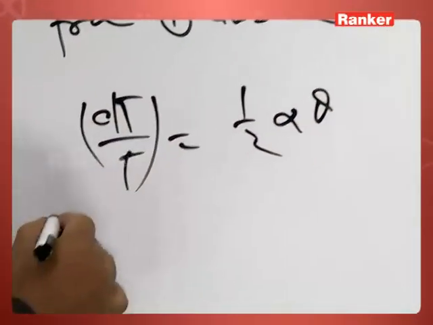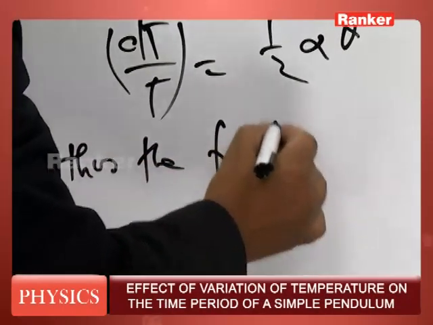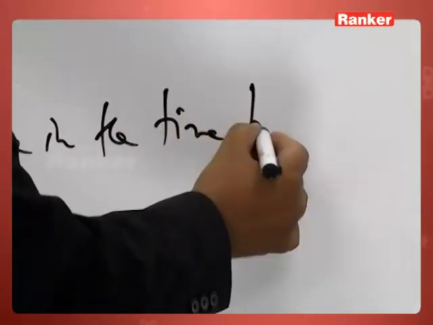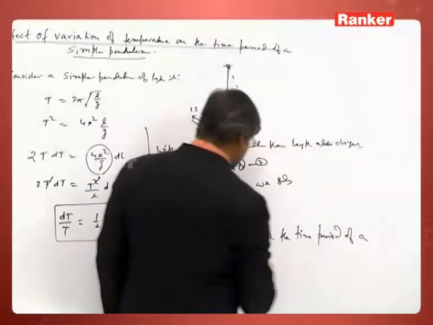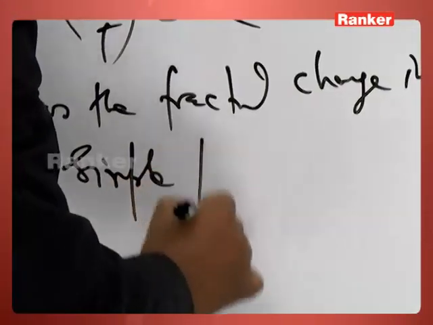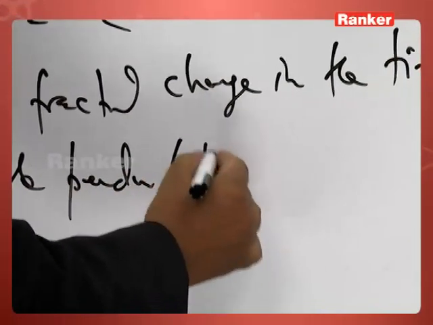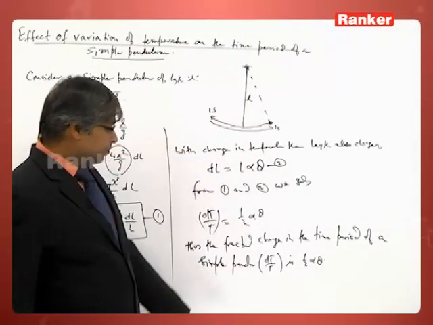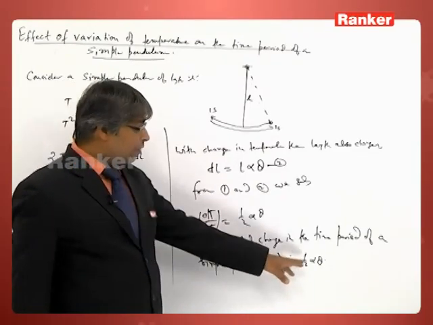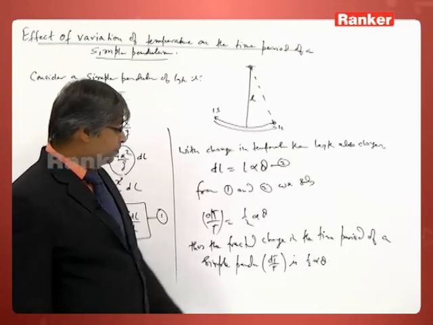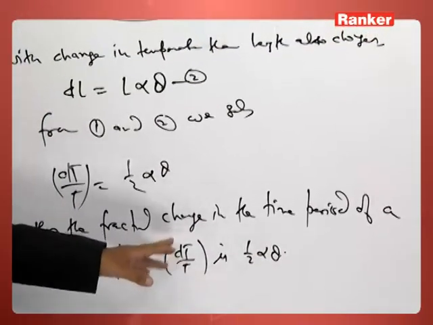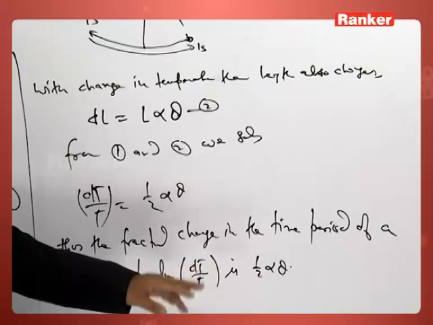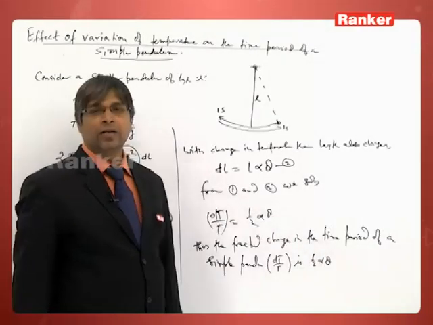So, thus the fractional change in the time period of a simple pendulum, that is dT by T, is half alpha theta. So, dT by T, that is half alpha theta, is the change in time per second. This is the fractional change. So, per unit time the change is half alpha theta. Per oscillation for a seconds pendulum, T value is 2, it will be alpha theta.